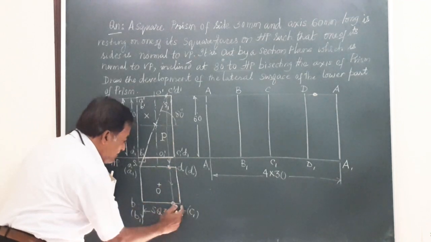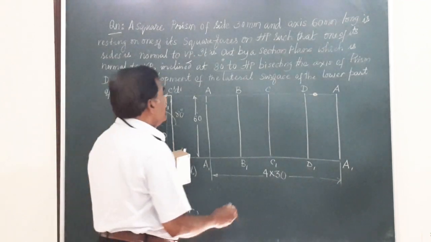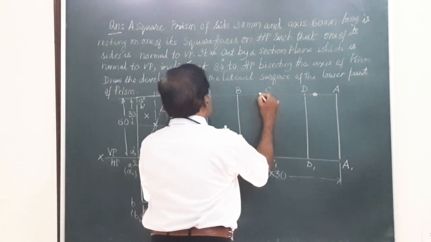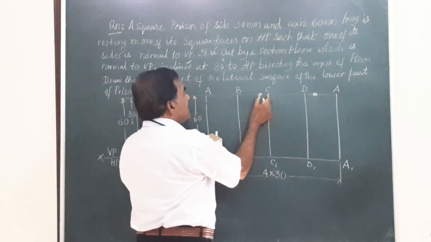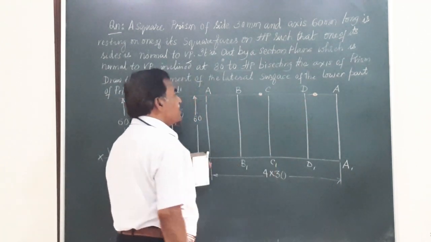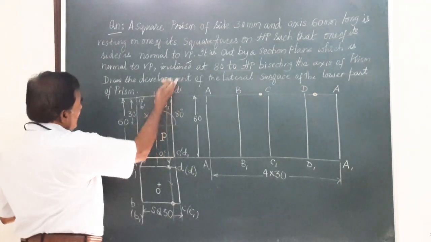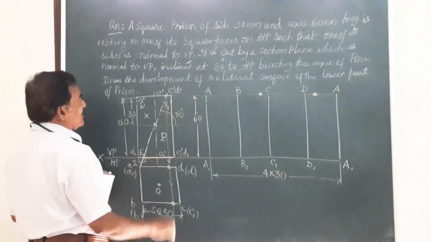Likewise, the edge BC of the top face is cut here, at an equal distance. So mark on BC nearer to C the same distance. That is to say, this gap is exactly equal to this gap. So I have marked 2 points for the top face where the section plane is cutting.